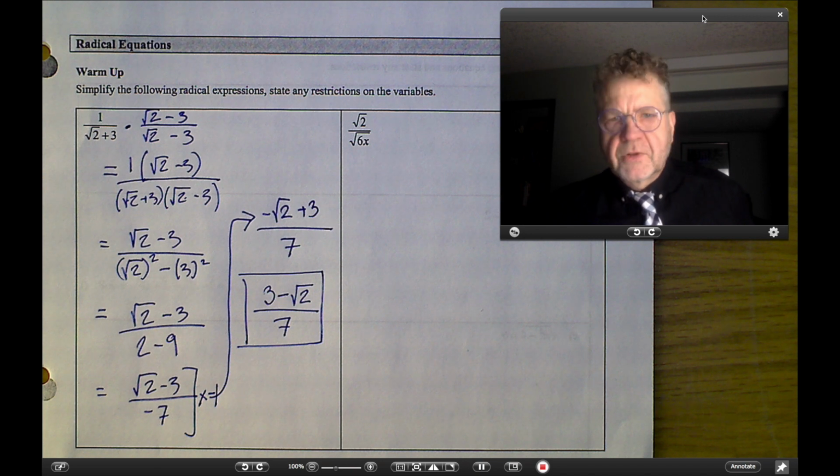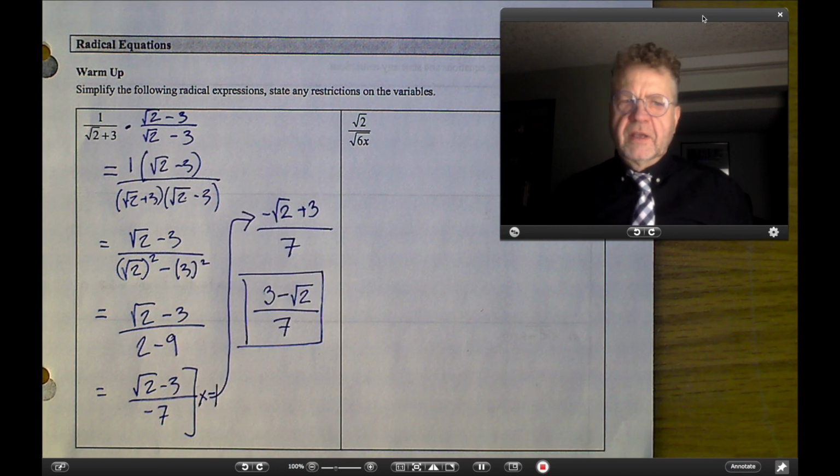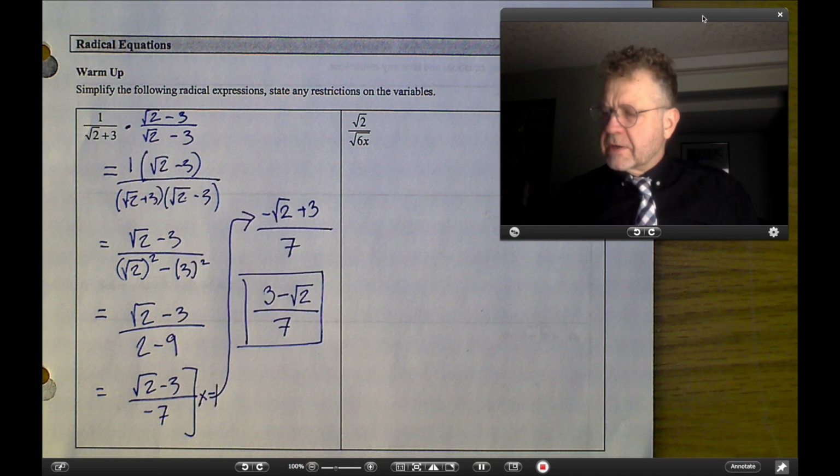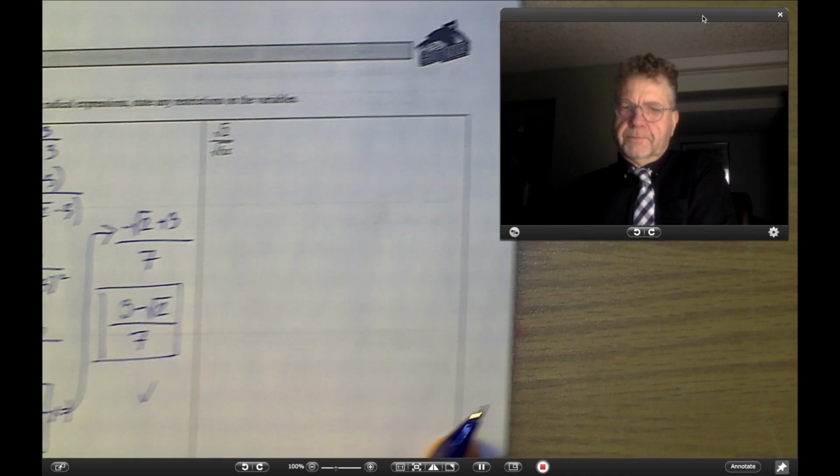Restrictions? There aren't any because there are no variables in that first expression. So boom, you are done. Let's move on. All right.